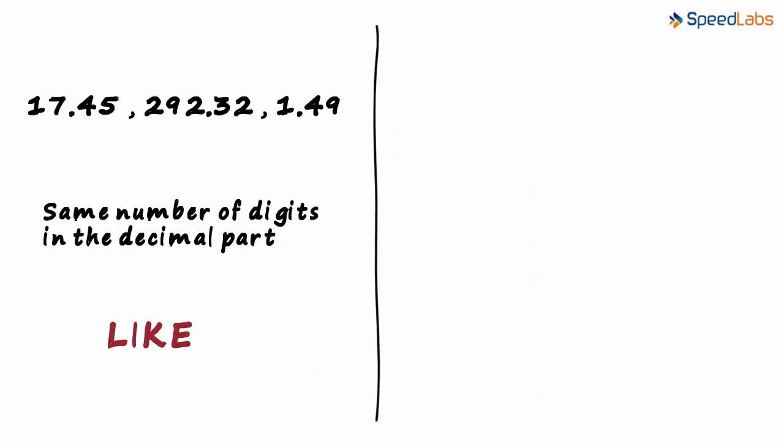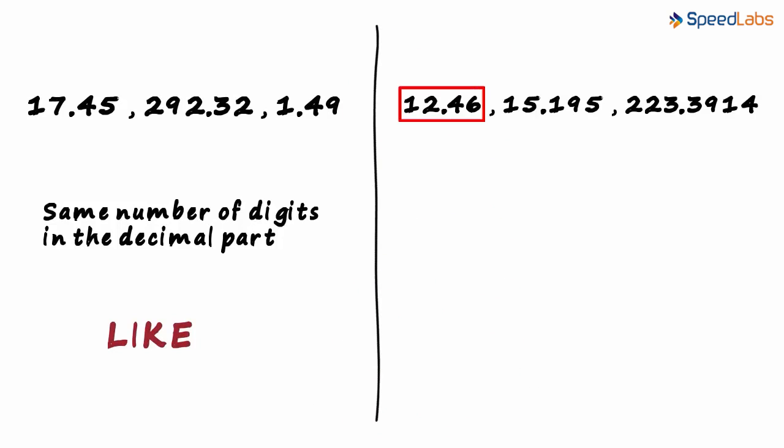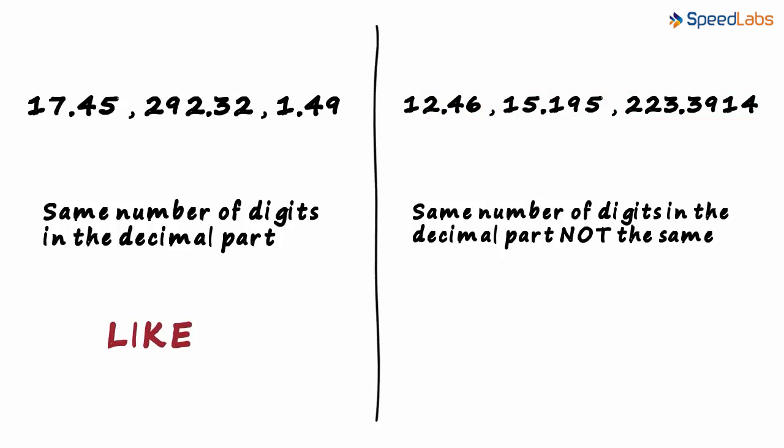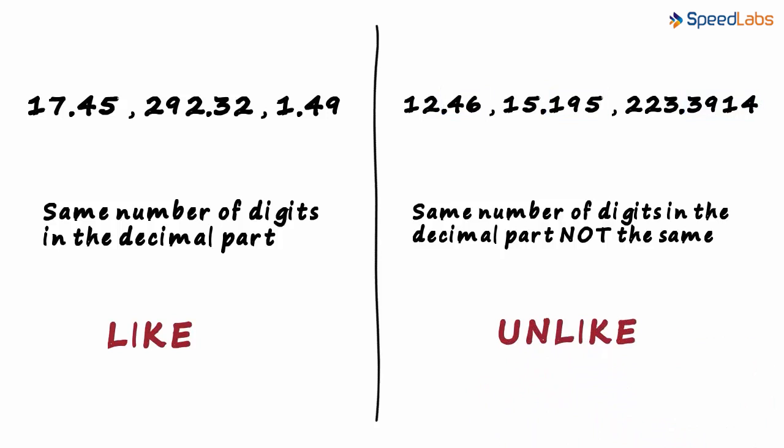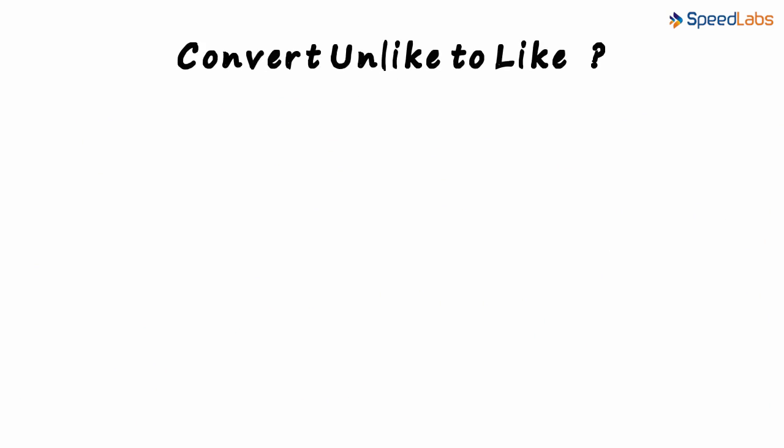On the right-hand side, let's look at another set of decimal fractions. 12.46, 15.195 and 223.3914. Here, the number of digits after the decimal point are not the same. Such numbers are called unlike decimal fractions. It was easy, right? So let me ask you a very simple question. Can we convert unlike decimal fractions to like ones?